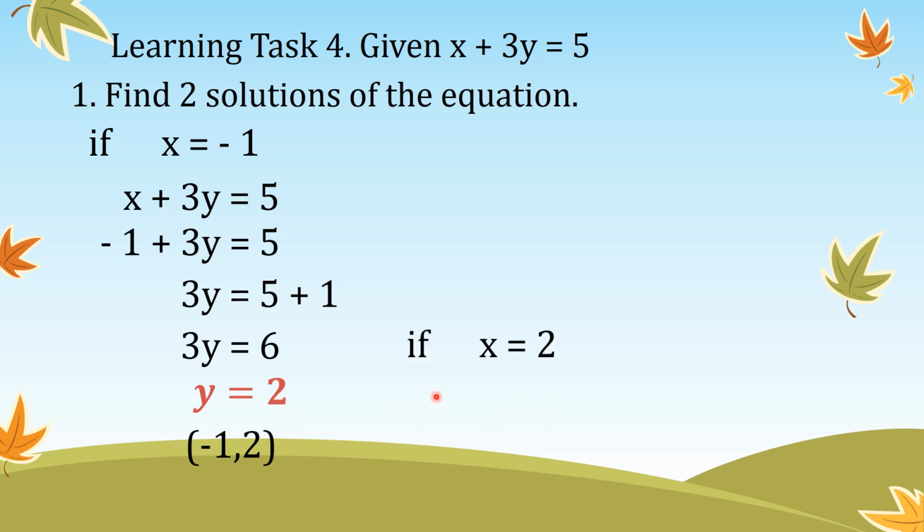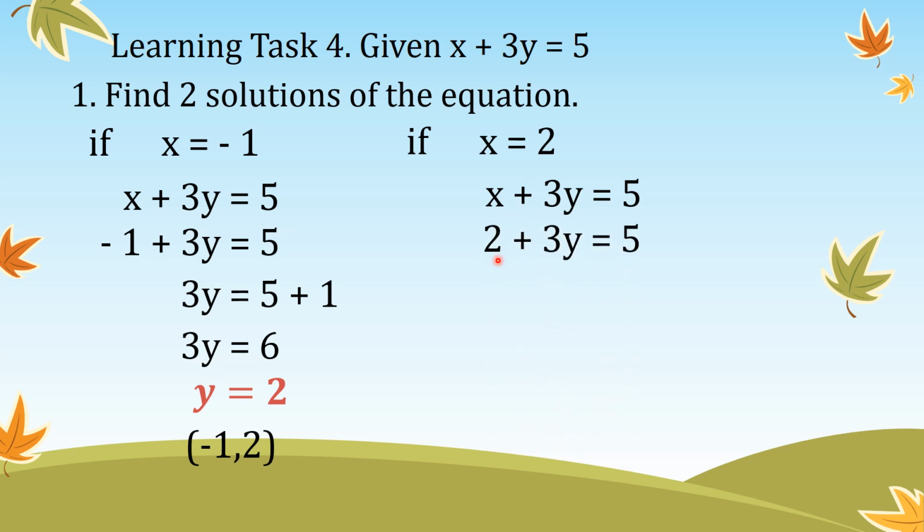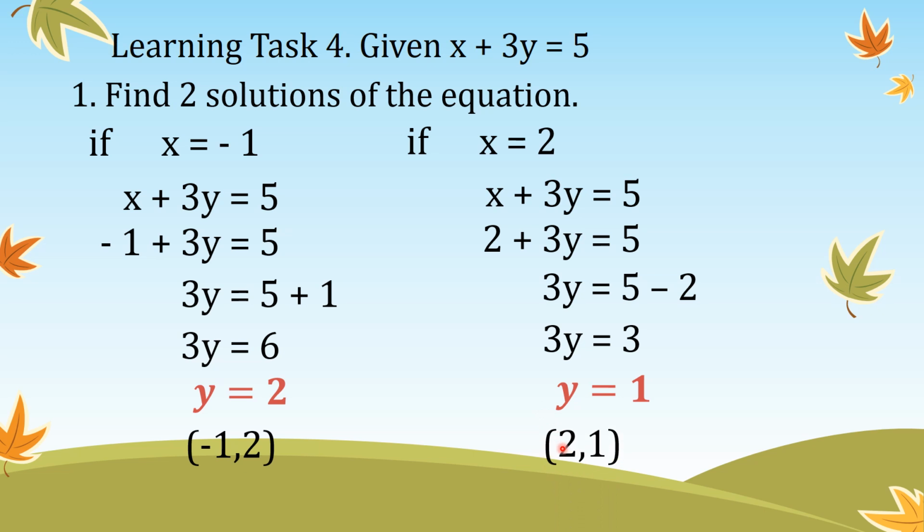Next, what if our x is 2? Again, we copy our equation and substitute 2 for x. So 2 plus 3y equals 5. Using APE, 3y is equal to 5 minus 2. So we have 3y is equal to 5 minus 2, which is 3. Then we divide both sides by 3. So y is equal to 1. So our ordered pair is 2, 1.